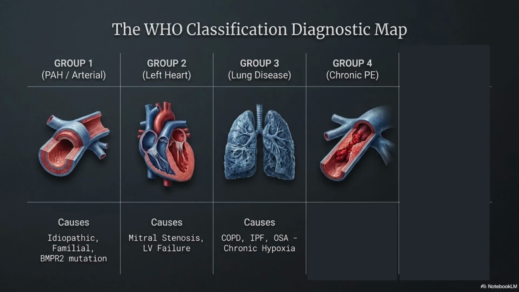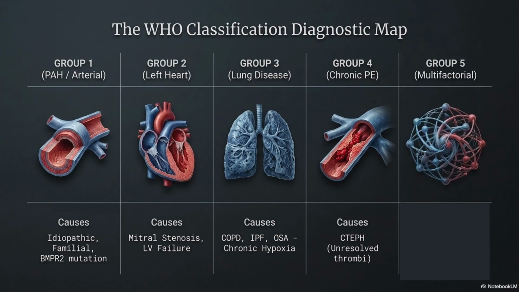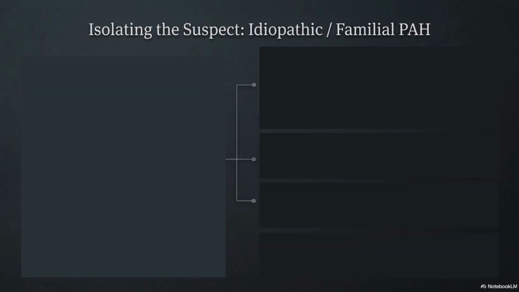Group 4 is caused by chronic pulmonary embolism, specifically CTEPH, which stands for chronic thromboembolic pulmonary hypertension from unresolved thrombi. Finally, Group 5 is multifactorial, including causes like sarcoidosis and hematologic disorders. Let's look back at our patient for a moment, isolating the suspect to idiopathic or familial PAH.